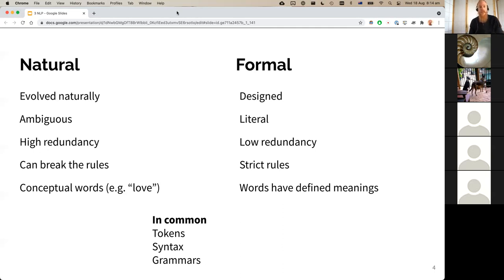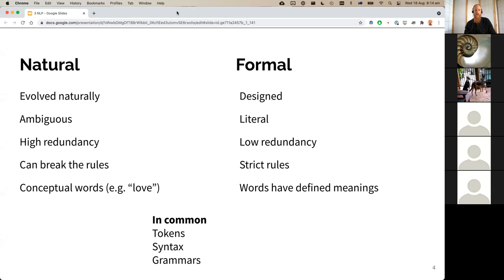Human languages and natural languages have these words in them that are conceptual. So words like love, words like hope. The meaning of words is very context dependent and based on the experiences of the people who are using those words. So in formal languages, words are very well defined, and you can look up the meaning of the words in documentation, and hopefully if the language has been well documented, the intent of the word is very clear.